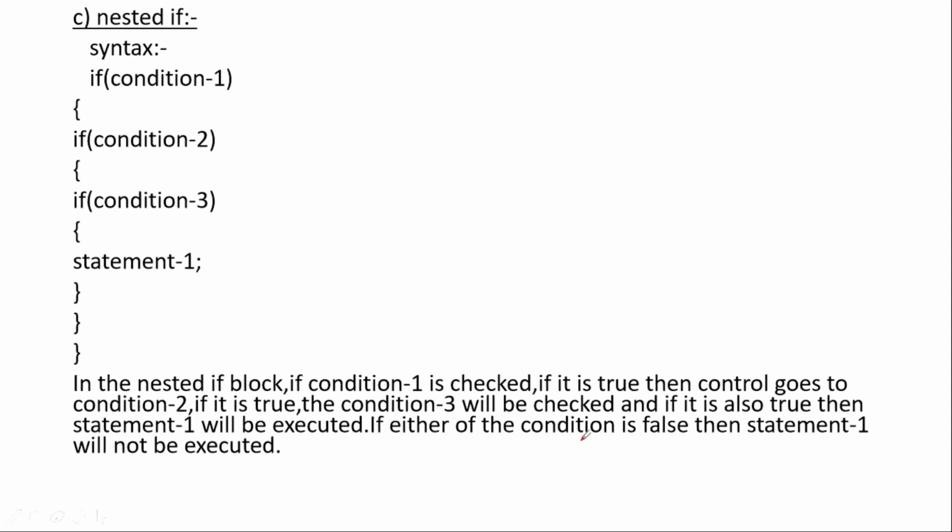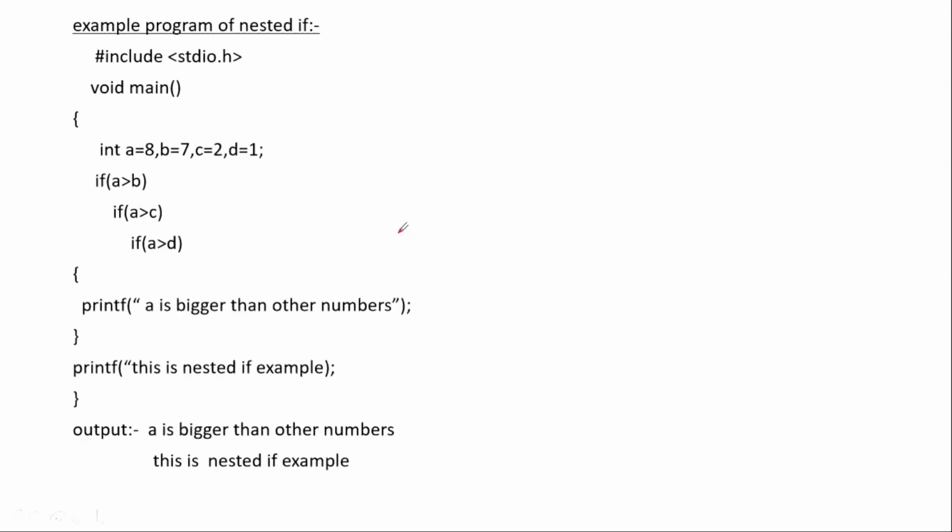If any of these three conditions in the nested if is false, then statement 1 will not be executed. These statements will not be executed. We'll see an example for nested if.